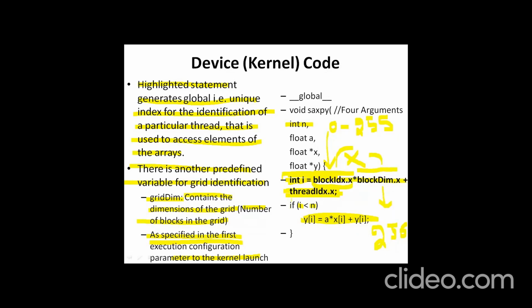So the threadIdx.x will also go from 0 to, is it 0 to 255 or is it 1 to 256? 0 to 255. It will also go from 0 to 255.